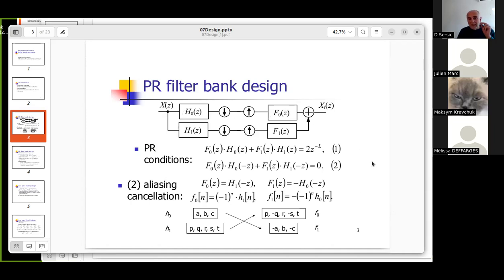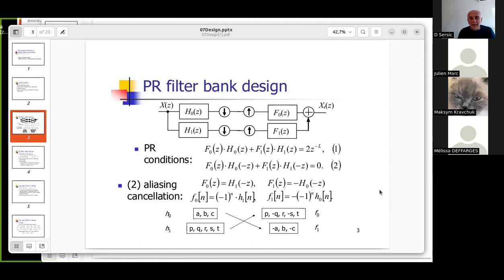If we have ideal filters, H0 and F0 are ideal half-band low-pass filters, and H1 and F1 are ideal high-pass half-band filters. In that case, we have no aliasing. Aliasing is cancelled by the filters itself, and we do not need the equation number 2.